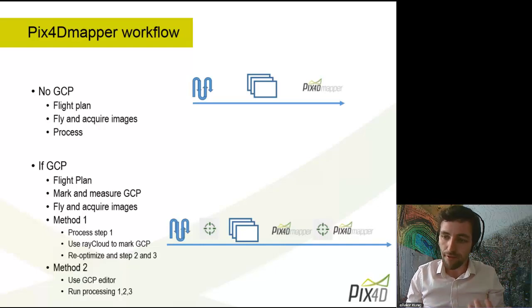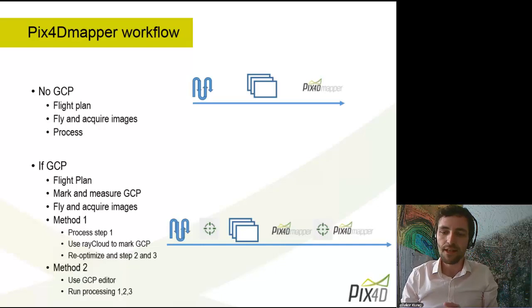Now, if you have ground control points, and to better understand the cases where you need ground control points or not, I would refer you to this other webinar, which is specifically about ground control points. Then the steps are slightly different. You first start with a flight plan. On the ground, you go and mark and measure ground control points. Then you fly and you acquire the images using your UAV.